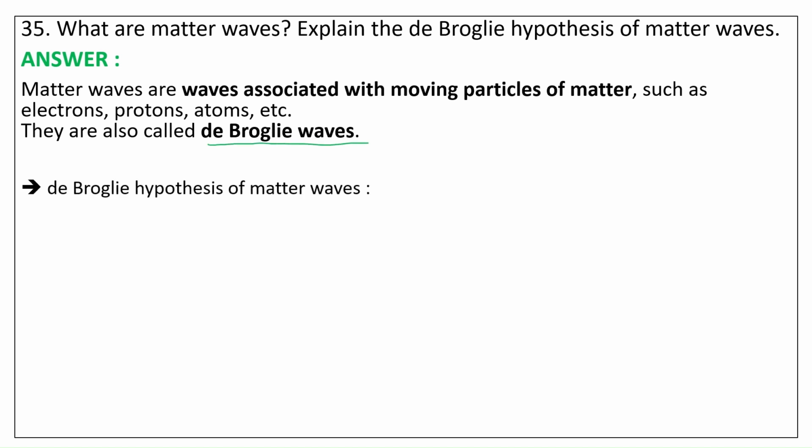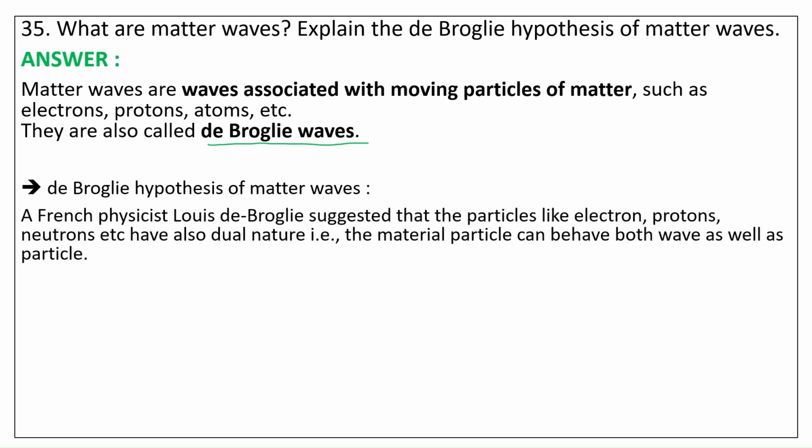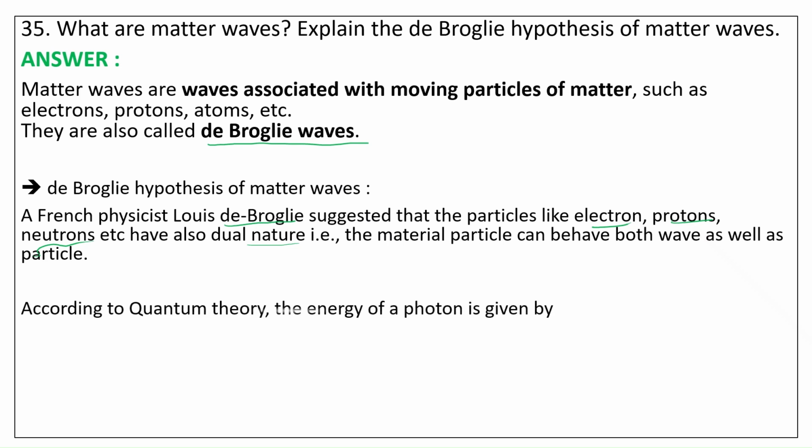Explanation. De Broglie hypothesis of matter waves. A French physicist Louis de Broglie suggested that particles like electrons, protons, neutrons etc. have also dual nature, i.e., the material particle can behave both as wave as well as particle. According to quantum theory, the energy of a photon is given by E equal to h nu. That is equal to hc by lambda.